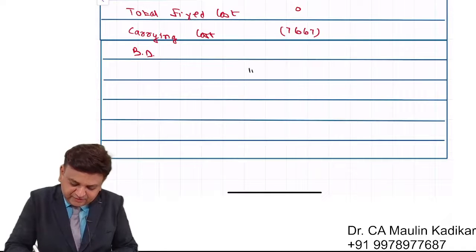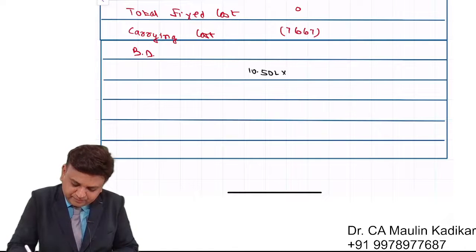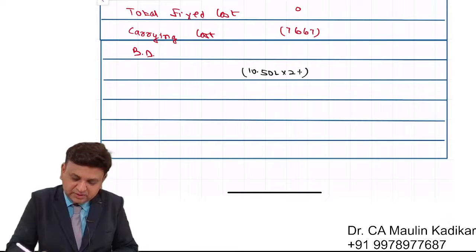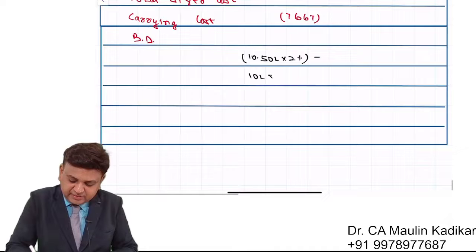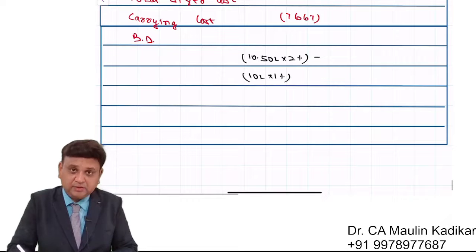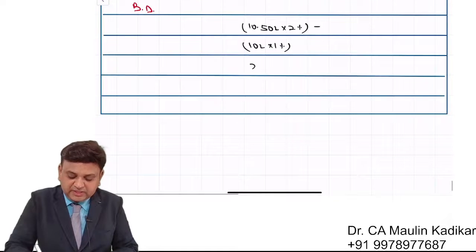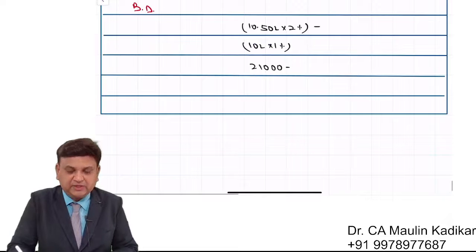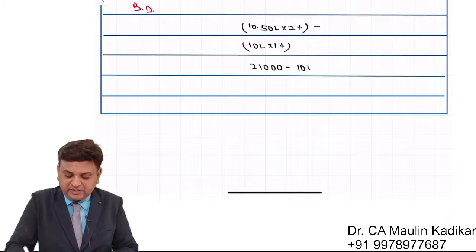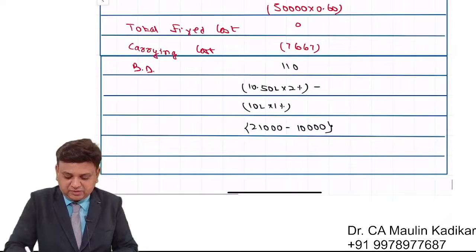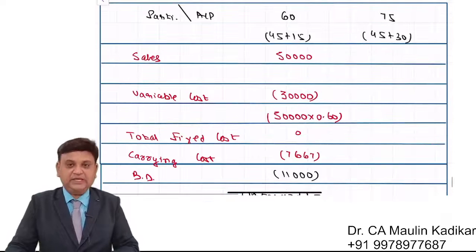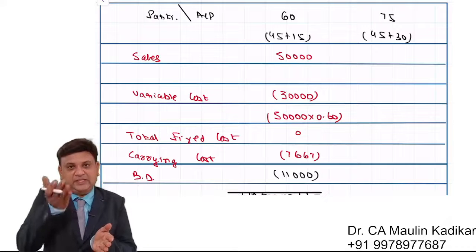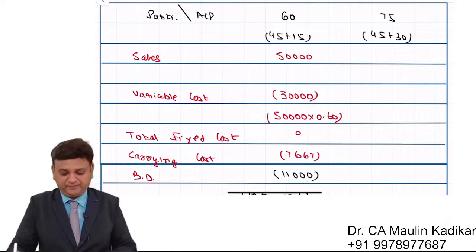See, the 10 lakh 50,000 into 2 percentage. This is the new bad debts. Earlier it was 10 lakhs into 1 percentage. So it has been increased to 21,000 from 10,000. So it has increased by 11,000. So the amount of the bad debts increases by 11,000.